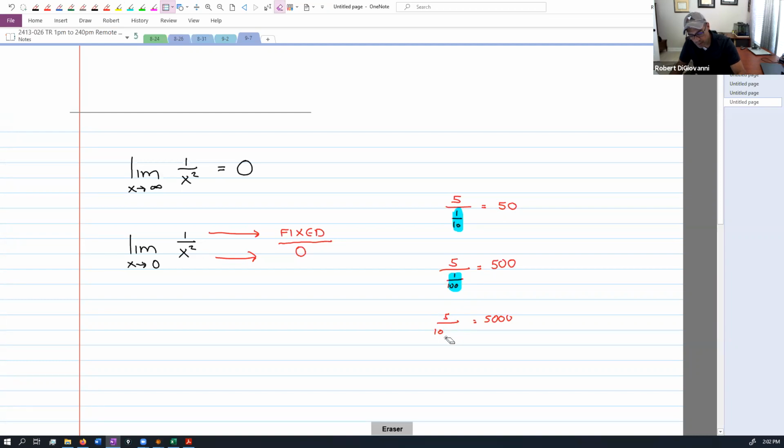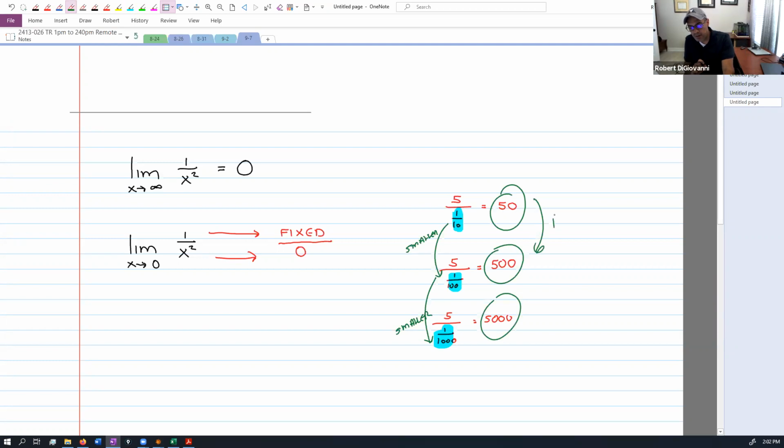Oops, sorry, that last one was wrong. I wrote it down wrong. It was supposed to be 5 over 1 over 1,000, right? You can see those blue denominators are getting smaller, right? So if your numerator is fixed and your denominator gets smaller, the answers are getting bigger, right? Bigger, bigger.